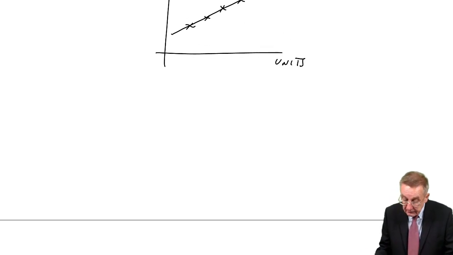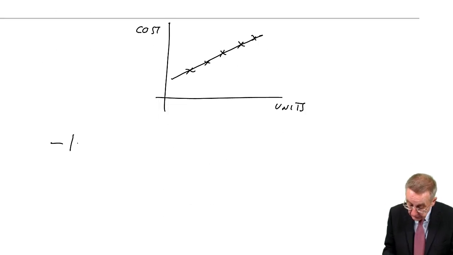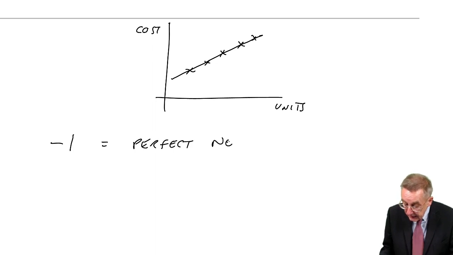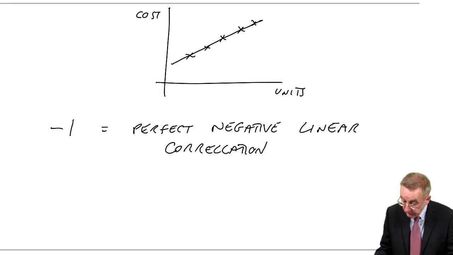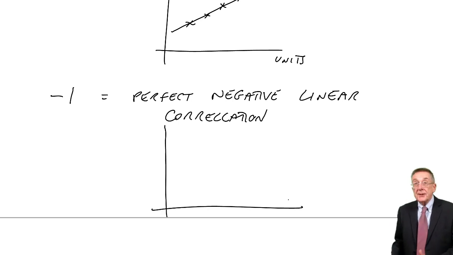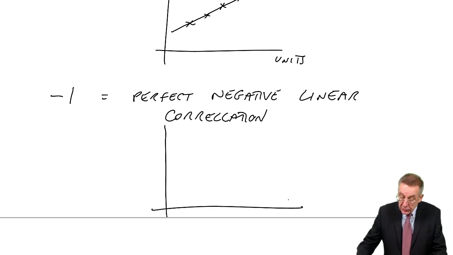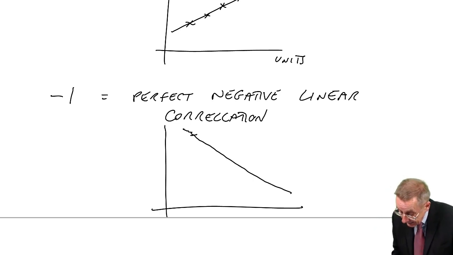On the other hand, if r was equal to minus 1, the other extreme, we say with perfect negative linear correlation, and that would mean that if we plotted the points on a graph, again it'd be a perfect straight line, but as one went up, the other went down.